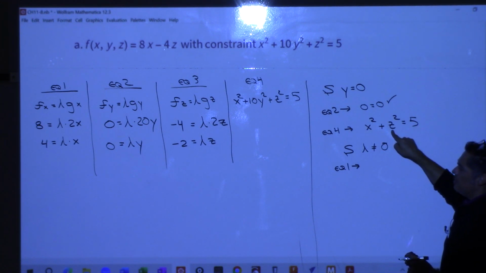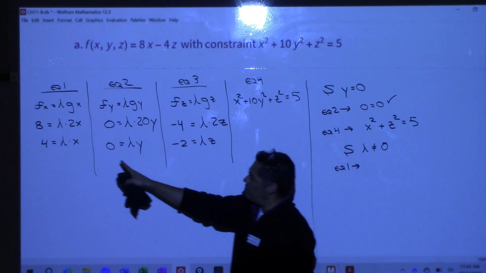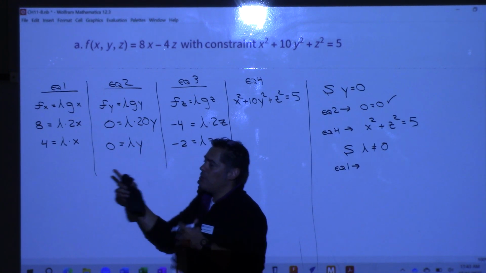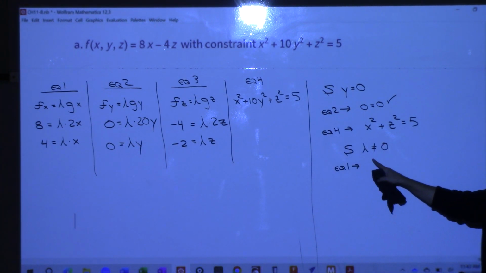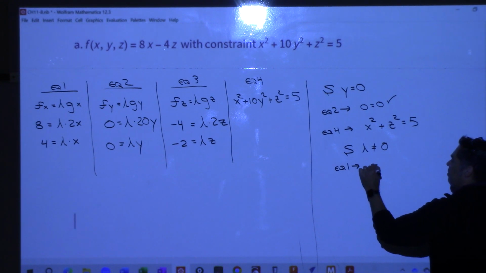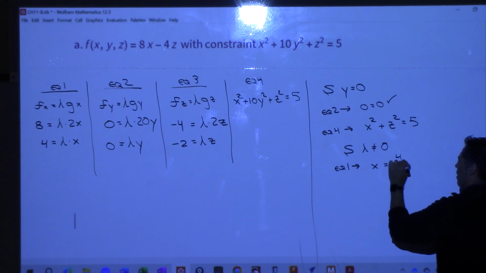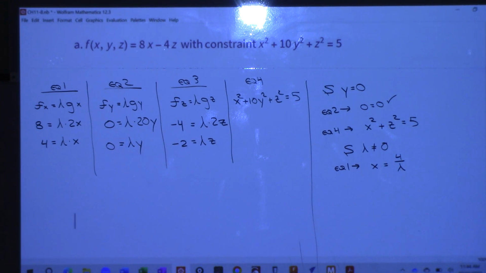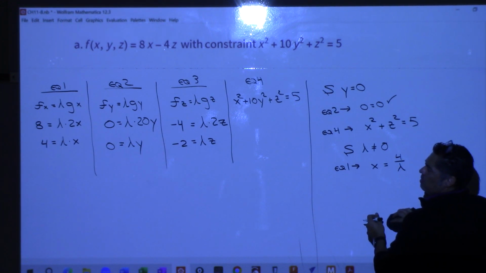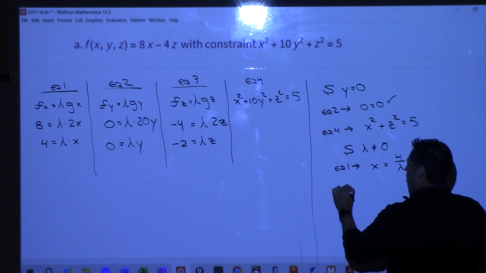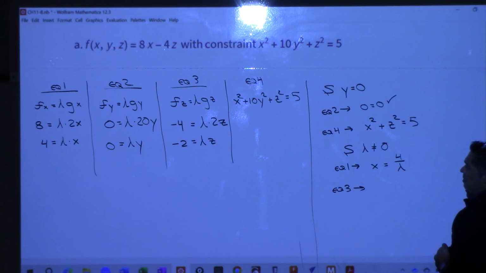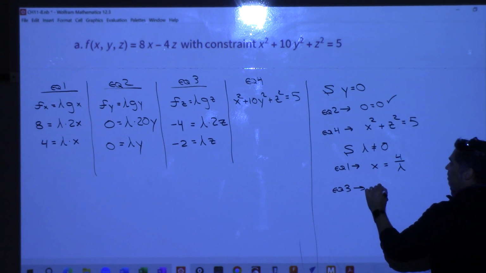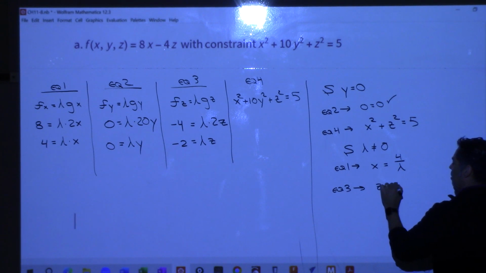Right? And then z. So when I take equation 1 and solve for x, I divide it by lambda, which is why I said suppose lambda is not 0. Okay, so now x equals 4 over lambda. Sorry about that. Similarly, what does equation 3 tell us? If lambda is not 0, then z is equal to negative 2 over lambda, right?